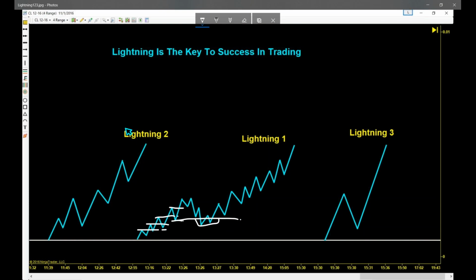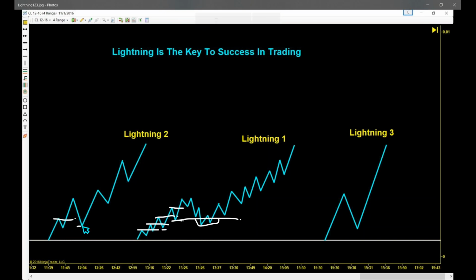Now this is called Lightning 2 right here, and it works virtually the same way. You have a low here only because this high was taken out. This is not a low. You don't know that's a low until it takes this out right here. Okay, once it takes that out, that is an established low. And we look at it like with a closed bar. If you want to look at it with a closed bar plus, you can do that too.